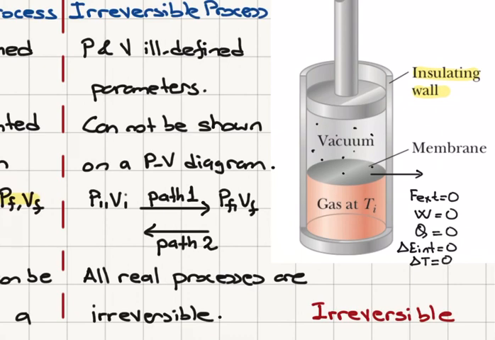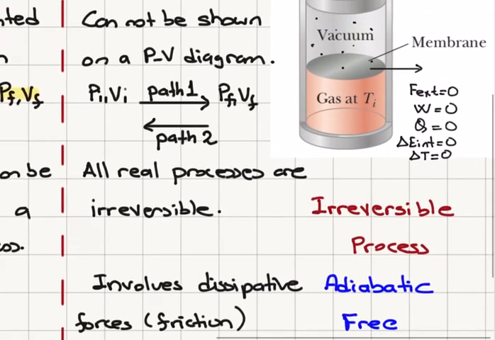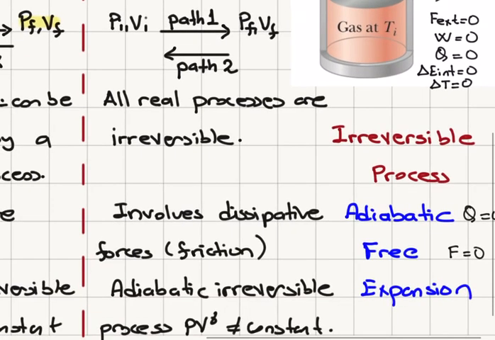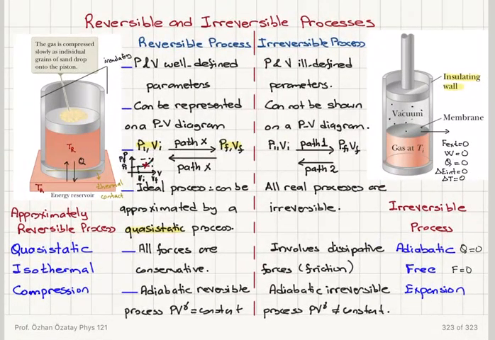So in this process, if I try to put these gas molecules back under this membrane and re-establish the initial conditions, it's impossible. Once it expands into the vacuum, it's impossible to expect that all of these gas molecules will follow exactly the same path and reconcentrate below the membrane. So therefore, it's an irreversible process. Q is equal to zero, so it's an adiabatic process, and the work done on it is zero because the force is zero. It's a free process, adiabatic free expansion, an irreversible process.